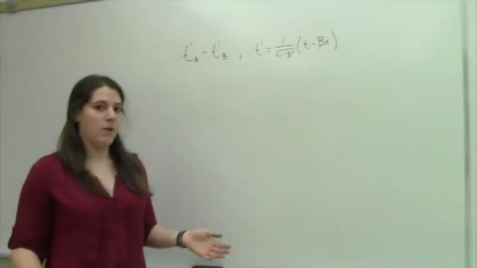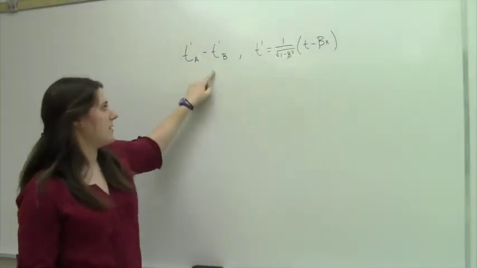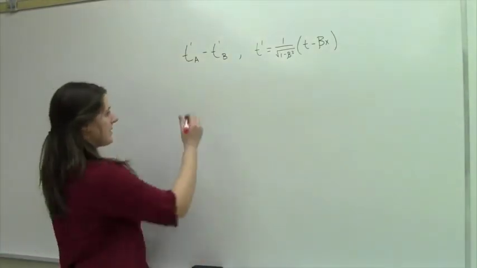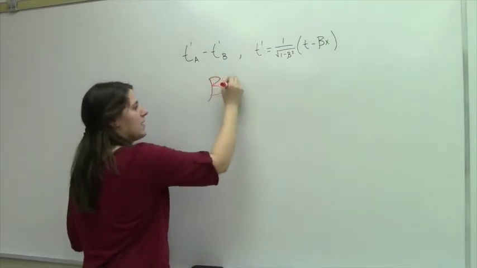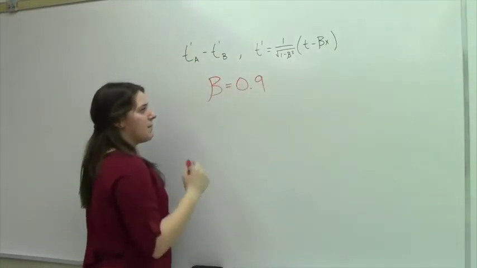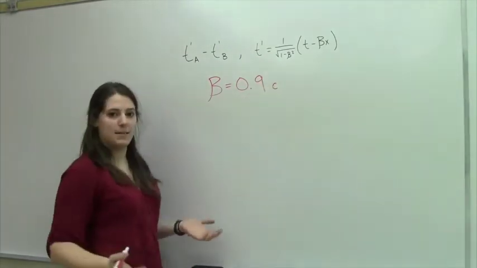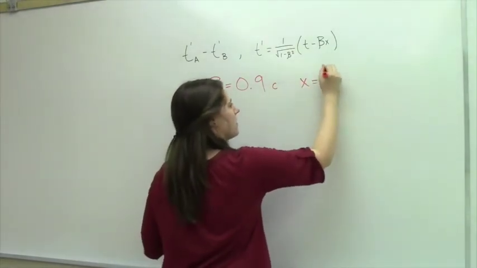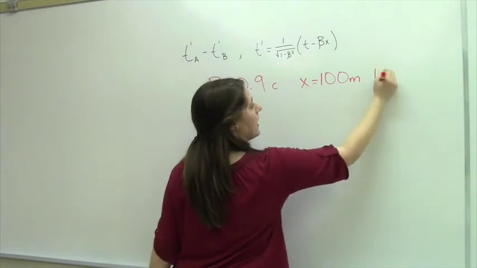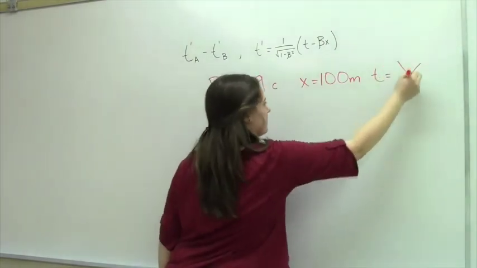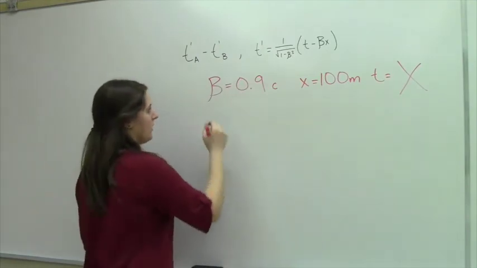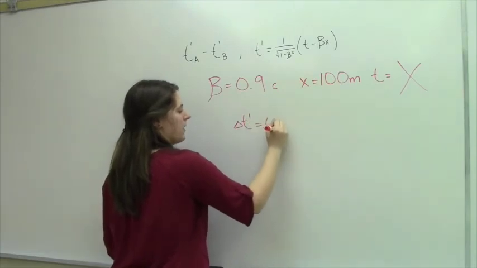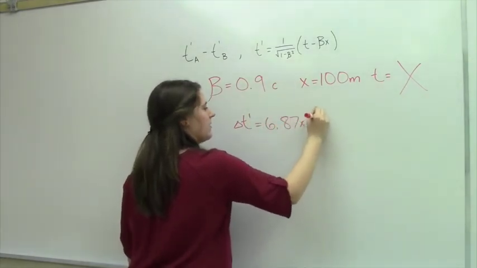Okay, so now that we know what we're looking for, the time in Alice's reference frame minus the time in Bob's reference frame, and we know the equation that can tell us that, let's plug in some numbers. Let's say beta, which is that relative velocity, is 0.9. So again, that means that they're moving at 9/10 the speed of light. We also know that the distance between them in the home frame is 100 meters. Now, we also could know time, but that actually ends up canceling. So, when we plug this all in, we get that the time difference, delta t prime, is going to be 6.87 times 10 to the negative 7 seconds.